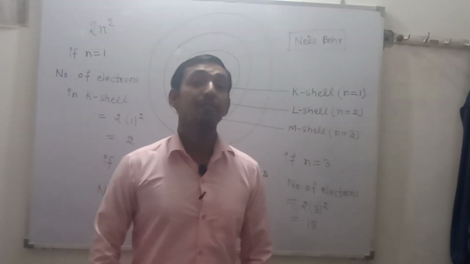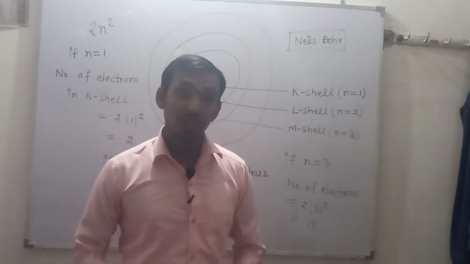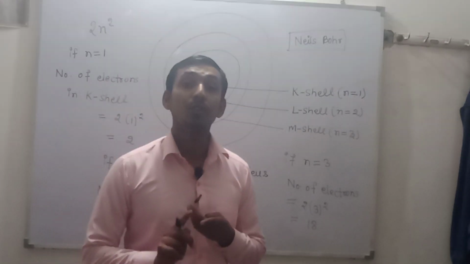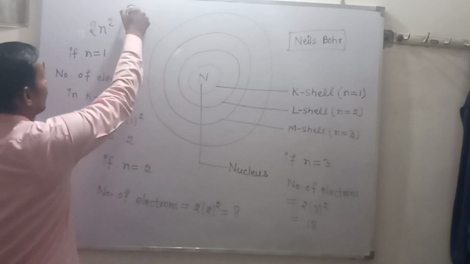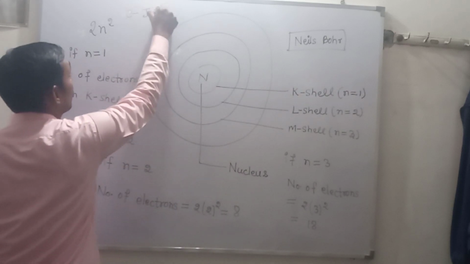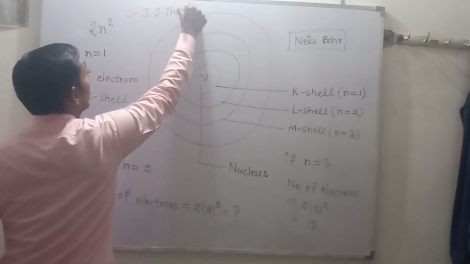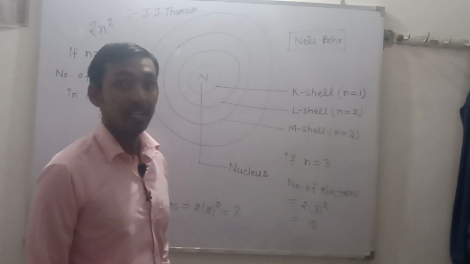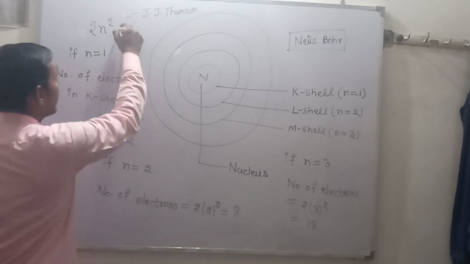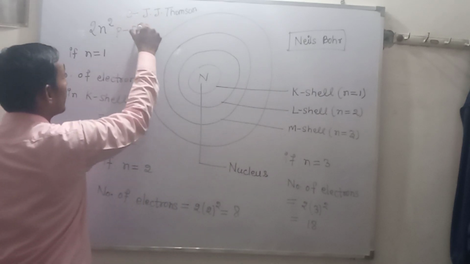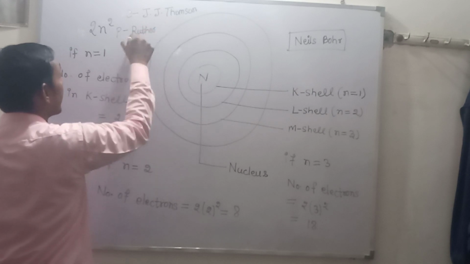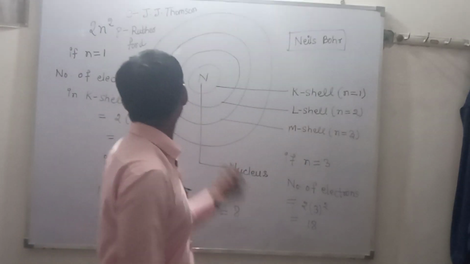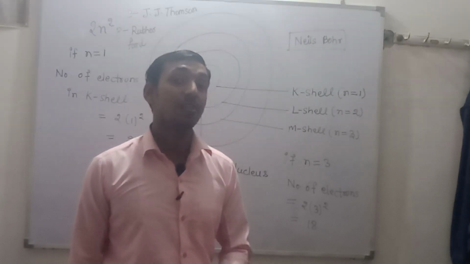After that we will talk about the discoveries of the electron, proton and neutron. Electrons were discovered by J.J. Thomson. Second is the proton. By whom was the proton discovered? It was Rutherford. The proton was discovered by Rutherford, a great scientist.